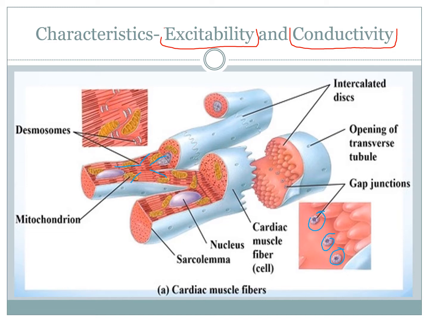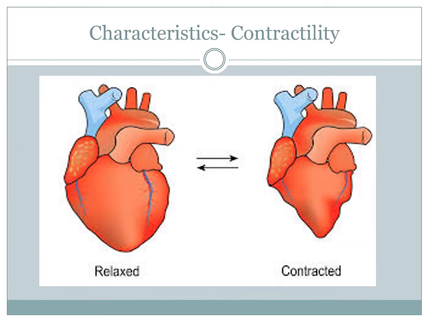And with that conductivity, obviously, it comes with the functionality of contractility. So when we talk about depolarization and repolarization, it's really easy to forget, especially if you study neurons. Depolarization in neurons literally looks at the ability to pass that electrical signal along an axon.